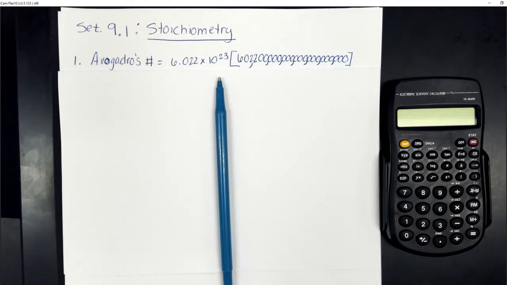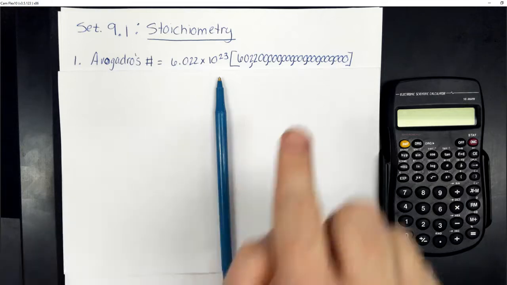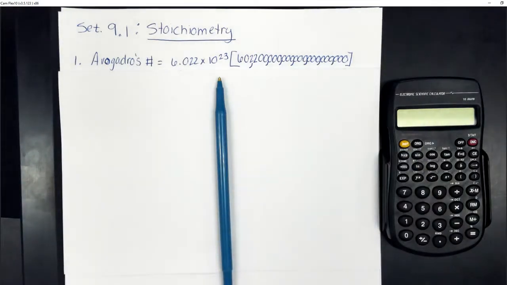Avogadro's number. That is equal to 6.022 times 10 to the 23rd power. This should look rather familiar to you people that have already been in chemistry. If you're wondering what that number looks like written out, there it is right there. 6.022 with 20 zeros after it. That number is so large that, one, I don't even know how to say it, and two, if you tried to count to that number, it would take you forever.